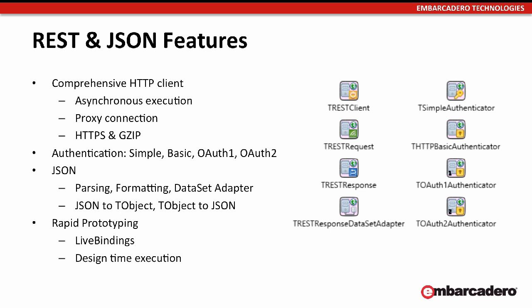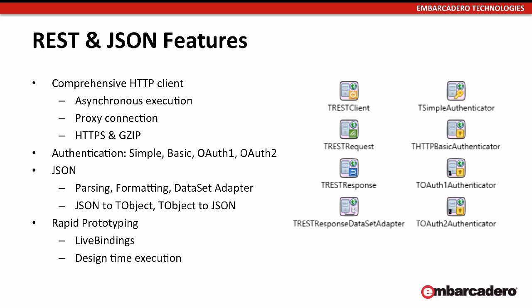Some of the features of the REST and JSON stack include asynchronous execution, support for proxies, and HTTPS support, which is really important if you're accessing a service that requires authentication, as well as all the authentication components you can need, including OAuth 1 and OAuth 2, which services like Facebook, Google+, etc. take advantage of.